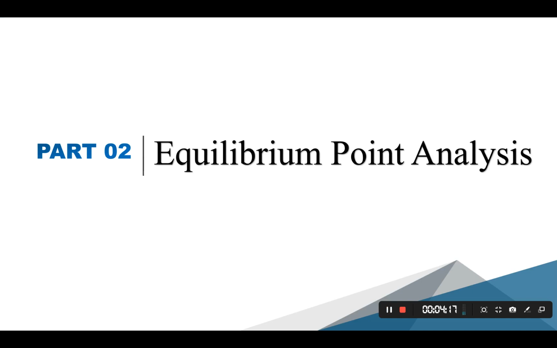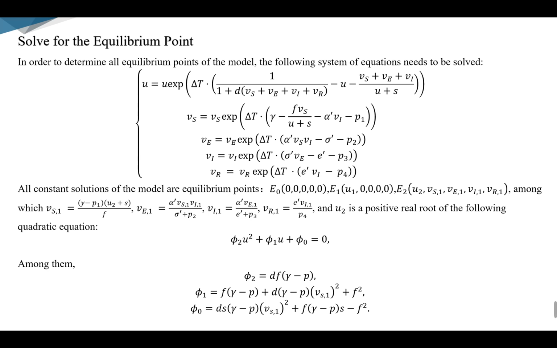Now is the second part, the equilibrium point analysis. First, we need to solve for the equilibrium points. In order to determine all the equilibrium points of the model, the system of equations after discretization needs to be solved. The system of equations has 3 equilibrium points, E0, E1, and E2. Here we focus on the stability of the E2 equilibrium point.